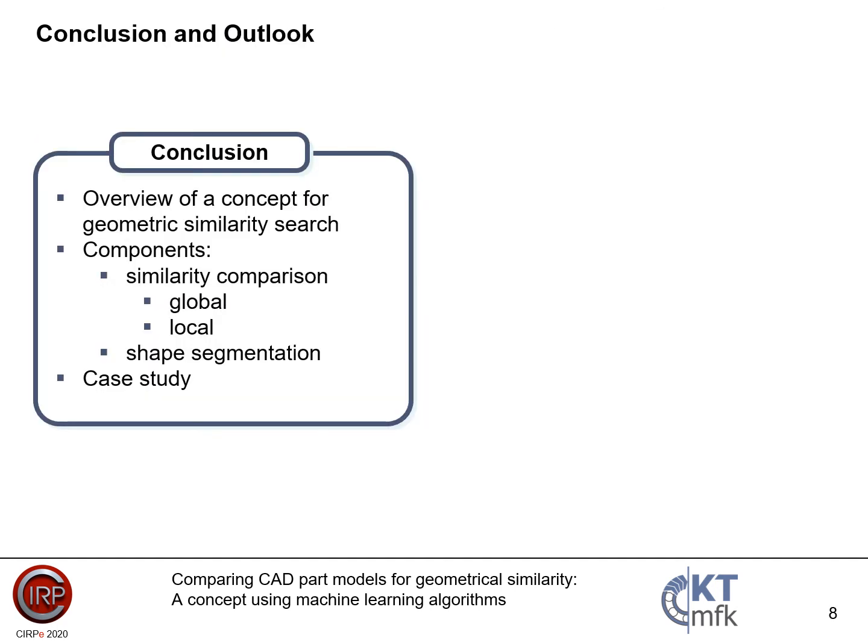This leads me to the conclusion and outlook of my presentation. What I've shown today is the concept for CAD part similarity search. The system is divided into the global and local similarity for a specific part. The separation for the local similarity is done with shape segmentation, which is based on supervised machine learning. The whole concept is supported with a case study using sheet bulk metal formed parts.